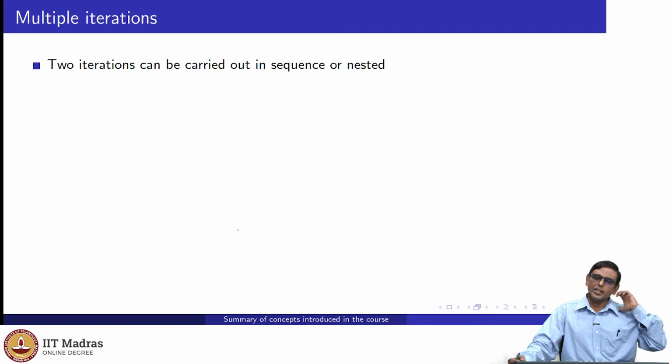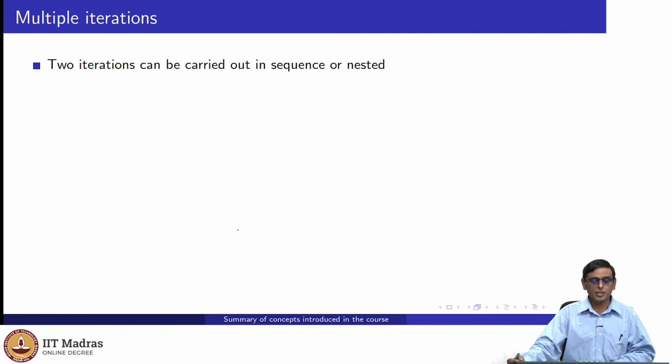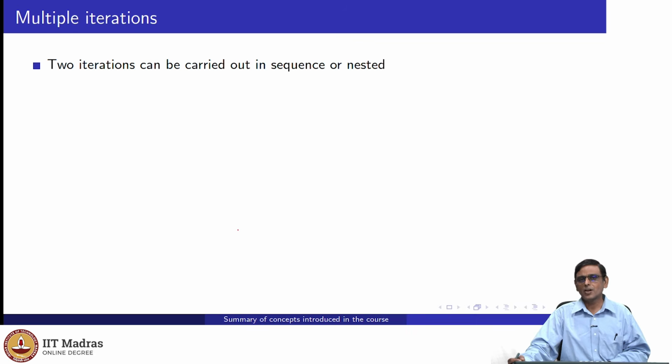Now, iterations can be not single, they can be multiple. How can you create multiple iterations? Two iterations, for example, can be carried out one after the other or one within another, right? And they are different. You know that they are different, right? So you have studied it. By now you have done enough problems to learn that these are very different things, right?